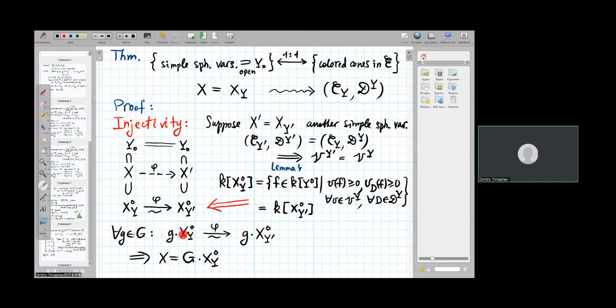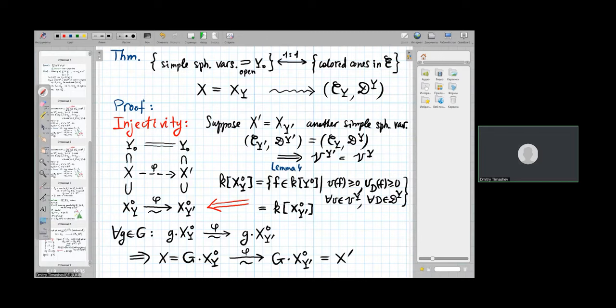And since on each shifted open subset we have this isomorphism, we get an isomorphism on the whole of X. So the whole of X is mapped by the map phi isomorphically onto X prime, which is also simple, and it is again the union of all shifts of the open B chart in X prime. So this gives you X prime.